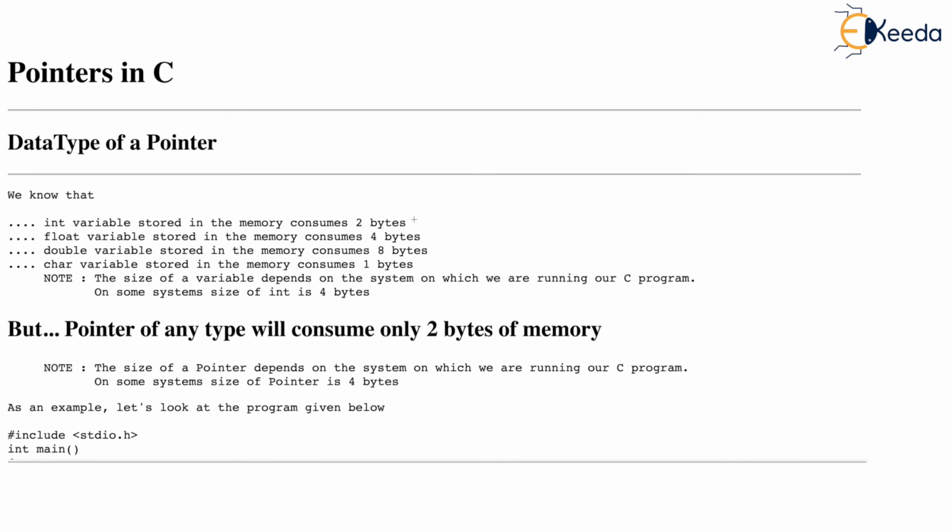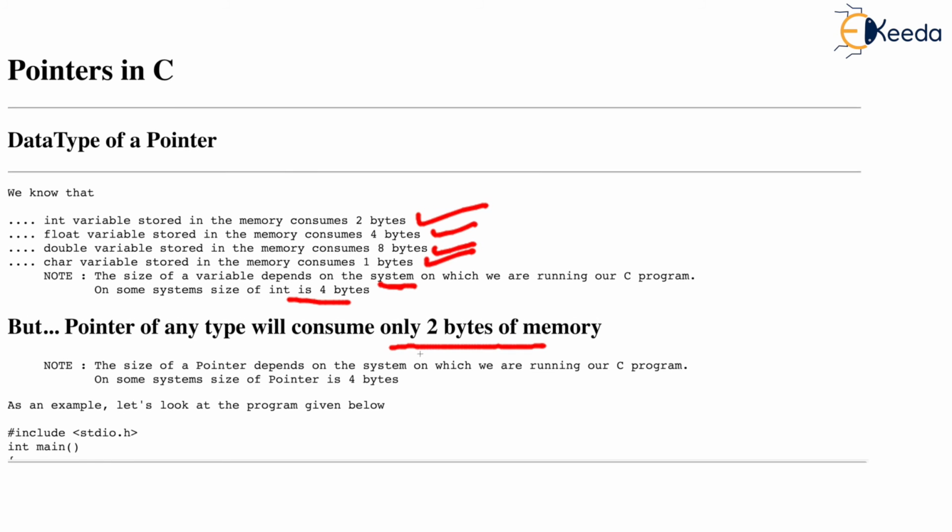So coming back to the text here, I hope now you understand that every integer consumes 2 bytes, float 4 bytes, double 8 bytes, char 1 byte, and the size of the variable depends on the system. Just check on which we are running our program. On some systems, int is 4 bytes. But then pointer of any type will always consume 2 bytes. Anyway, this also depends on system. On some systems, every pointer will consume 4 bytes.